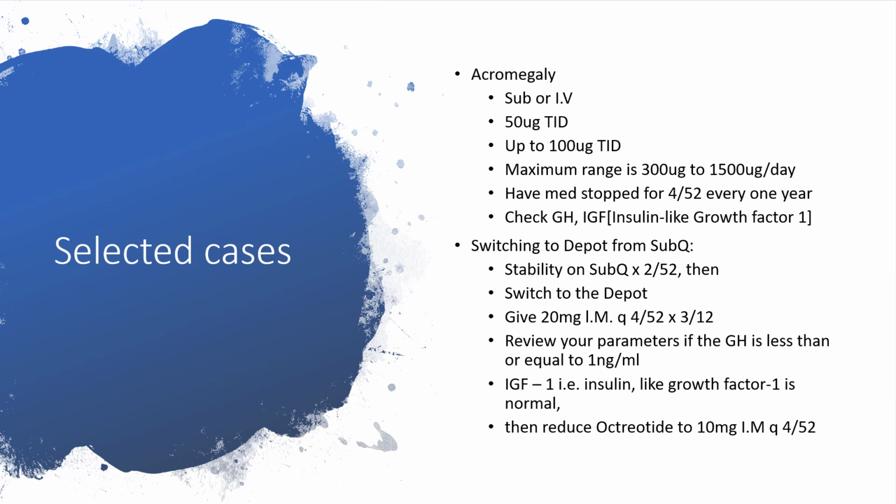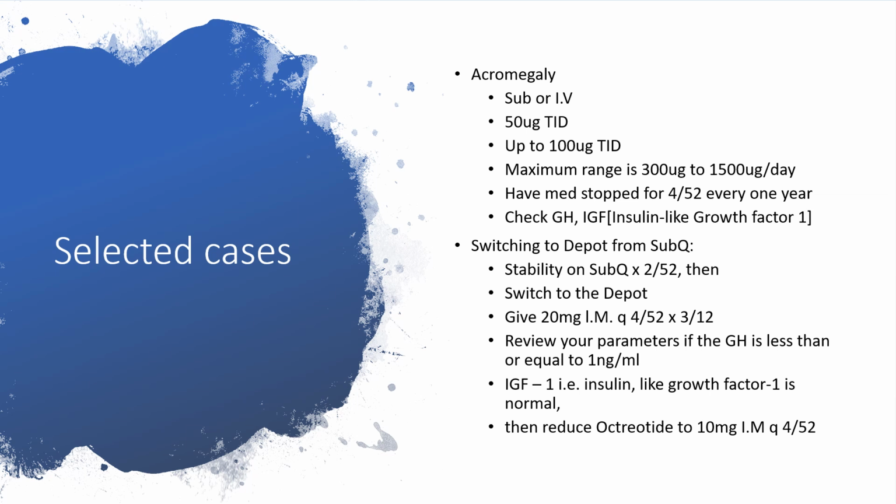Let me repeat that. If you are treating acromegaly and you are giving it subcutaneously or intravenously at a dose between 50 microgram to the maximum dosage of 300 microgram to 1,500 microgram per day, then you have to stop the medication for 4 weeks every 1 year, okay? During the 4 weeks, you have to check the growth hormone level and IGF, meaning insulin-like growth factor 1 level. You have to assay the levels of those two.